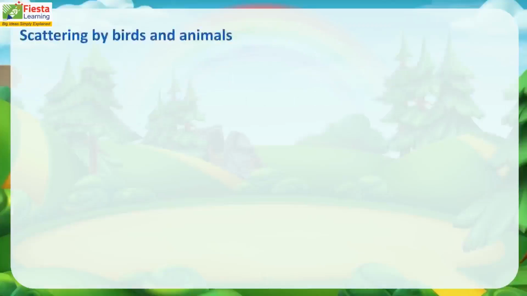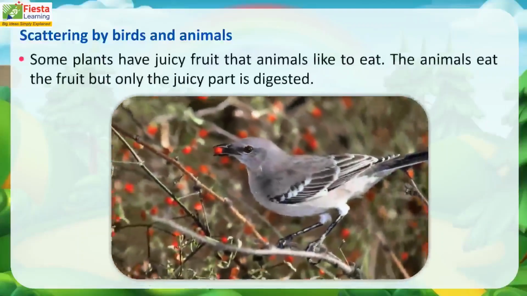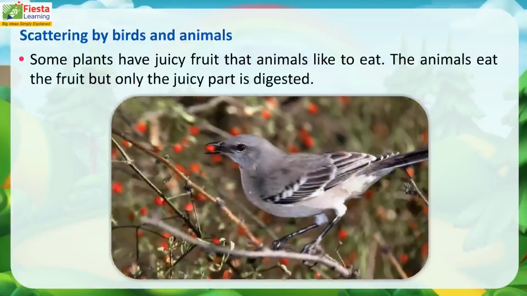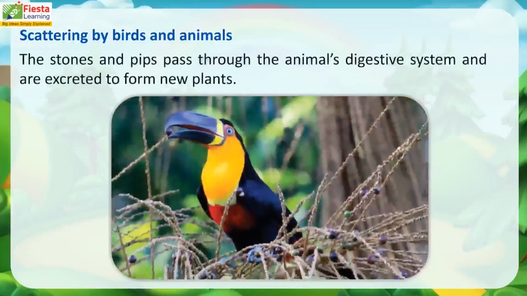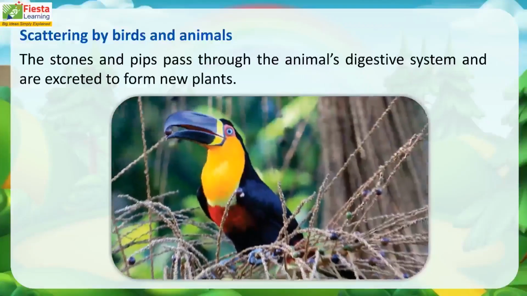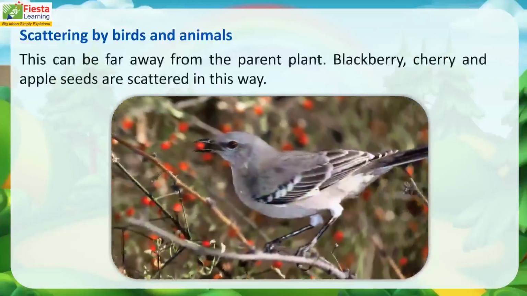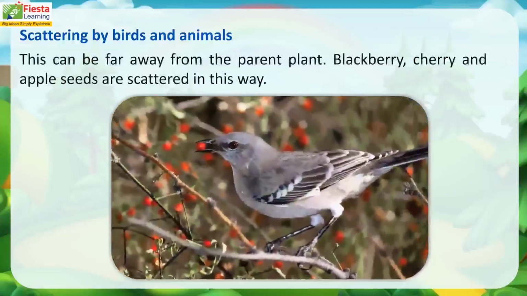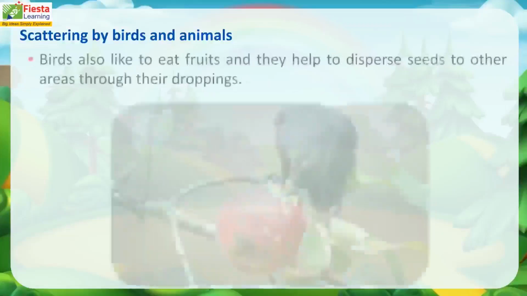Scattering by birds and animals. Animals disperse seeds in several ways. Some plants have juicy fruit that animals like to eat. The animals eat the fruit, but only the juicy part is digested. The stones and pips pass through the animal's digestive system and are excreted to form new plants. This can be far away from the parent plant. Blackberry, cherry, and apple seeds are scattered in this way.